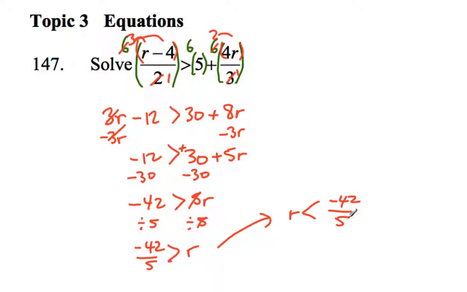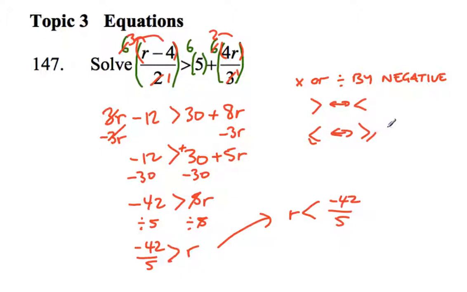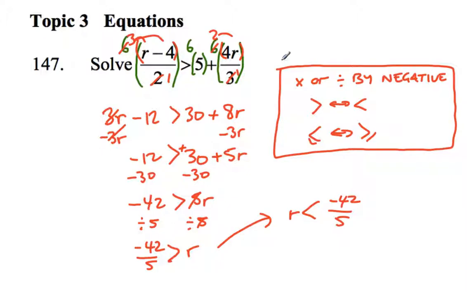Alright, so very similar techniques to the equal signs, but remember the main bit to watch out for is if you multiply or divide by a negative at any stage in your working out, then the arrow direction changes, such as greater thans turn into less thans, or less than or equals will then turn into greater than or equals. So that's the main bit to look out for. That's the main difference between equations and inequations.